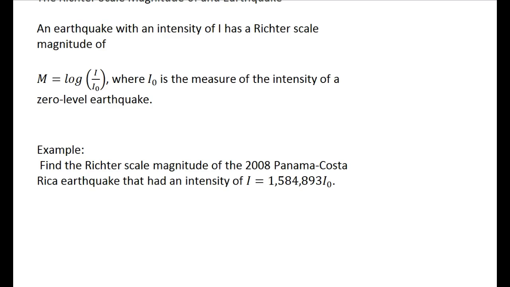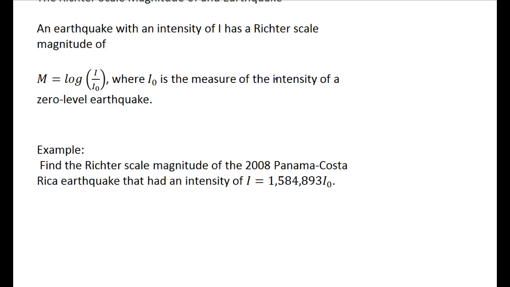So one of the most famous examples of using log scales is the Richter scale. The formula says that an earthquake with an intensity of I has a Richter scale magnitude of M equals the log of I divided by I sub 0, and I sub 0 is a measure of the intensity of a zero-level earthquake, in other words, no activity.